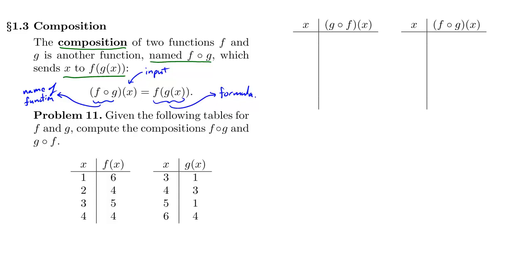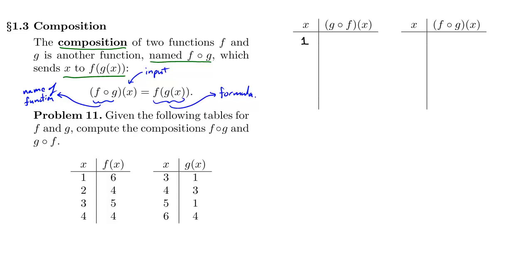Let's work through a small example. We're given tables for the functions f and g, and asked to compose f with g and g with f. Let's start with g composed with f. This is a natural order to compose the functions in, since you should think of the inside function as happening first. So we're applying f first to x, and then applying g to the result.